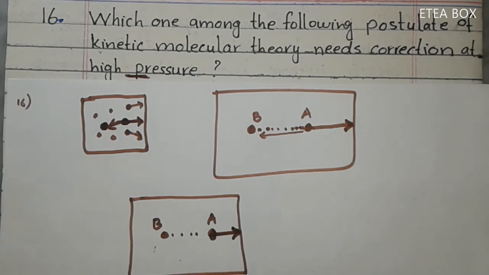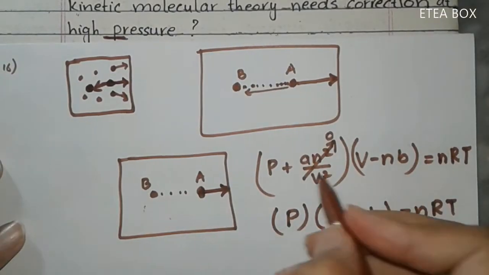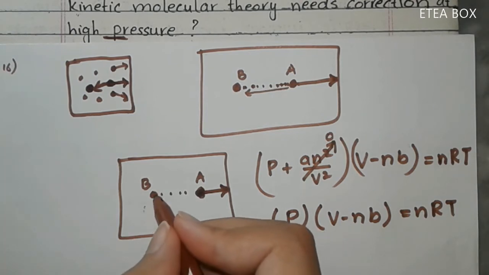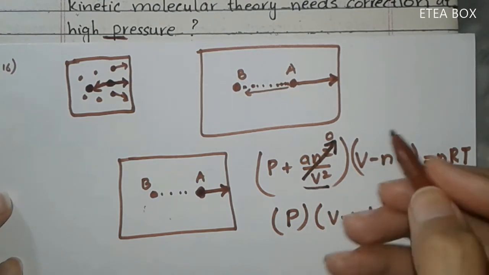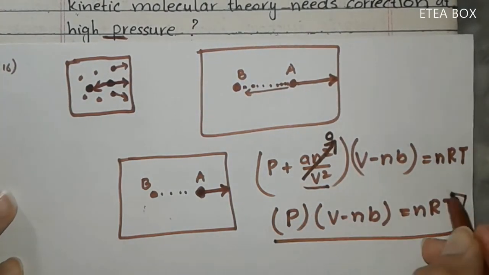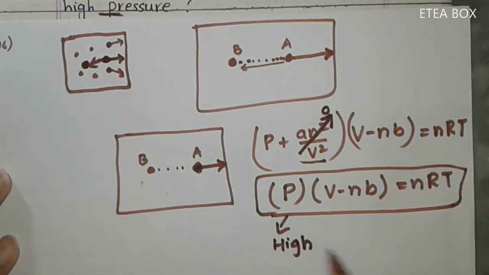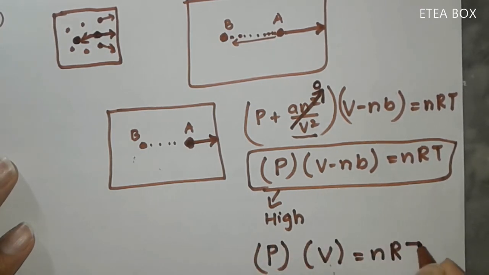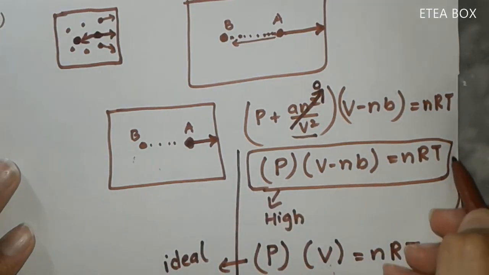Now the real gas formula is P plus a n squared over V squared. The intermolecular force term is negligible. When the molecule doesn't care about the intermolecular forces, this expression showing intermolecular force will become 0, and the equation at high pressure would be like this. So what is the ideal gas equation? The ideal gas equation is PV equals nRT. So compare these two equations.